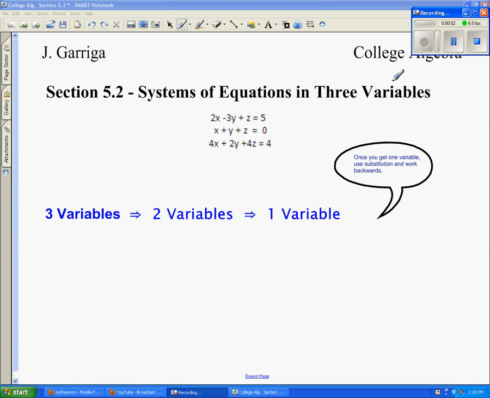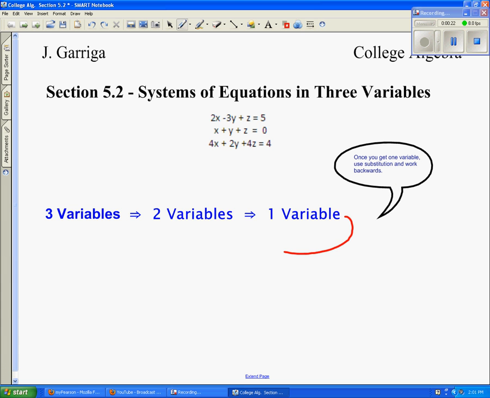Section 5.2 is the systems of equation in three variables. They're going to give us our three equations with three variables. And the idea that we're going to use is we're going to take it from three variables, eliminate one, go to two variables, eliminate one, go to one variable.